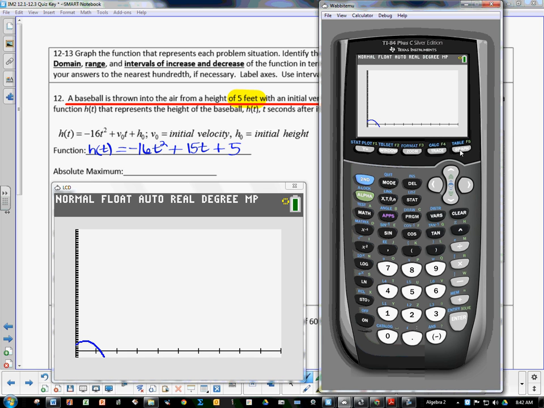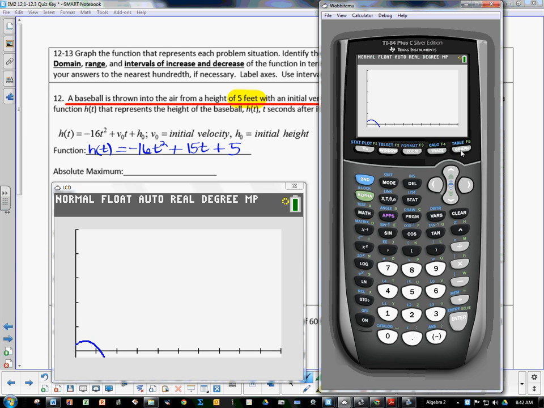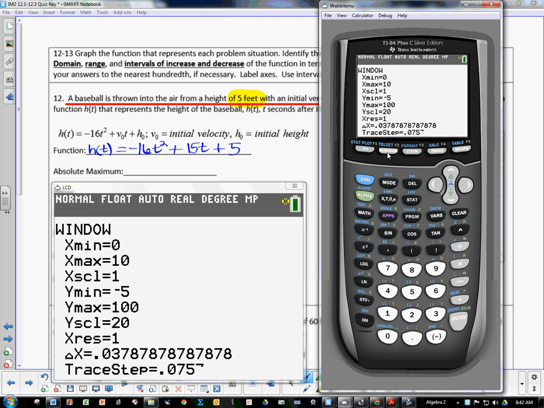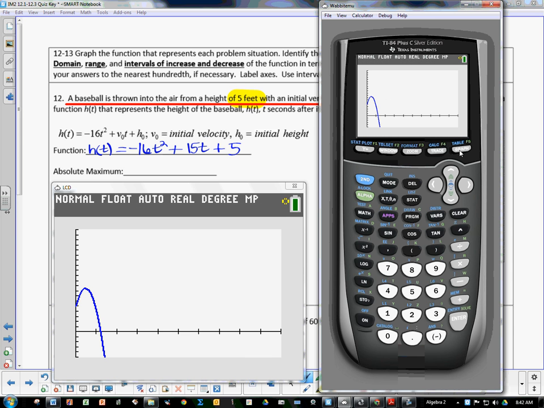Okay, what happened there? Window. I've got to adjust my window. We've got a y max of 100. Let's bring this down to, how about, 20? Wait, you did the wrong one. You did the Y scale. Let's try that again. Y max, let's go 20. Let's change that Y scale back to 1. And now we'll graph. That's a little better, but still.